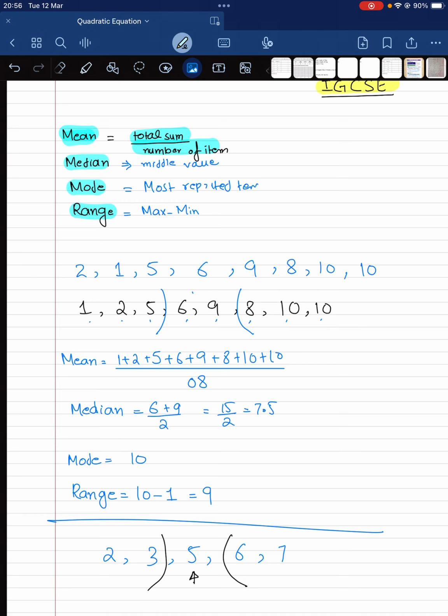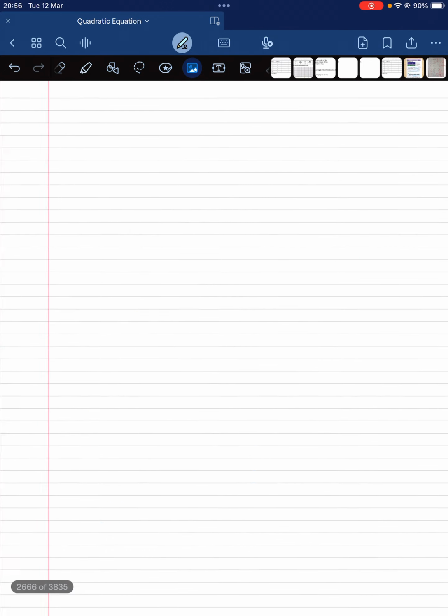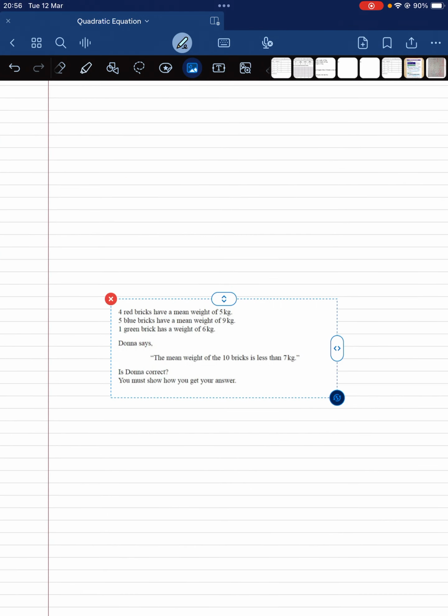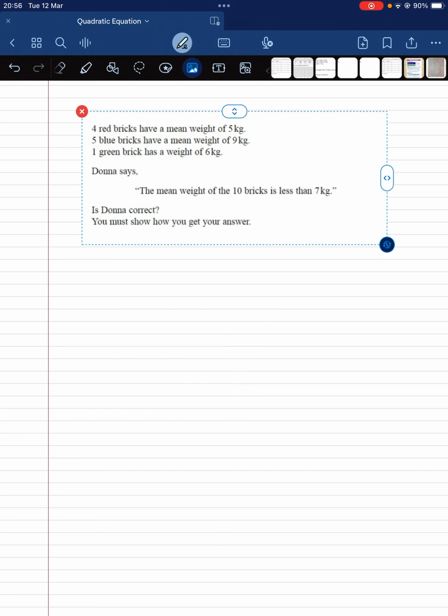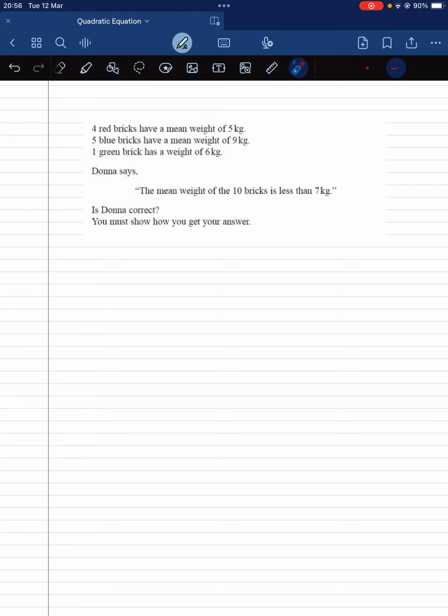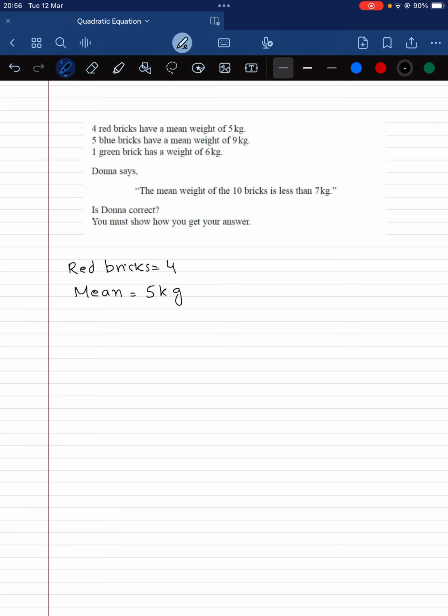Most of the time we get a question like this. This question says that 4 red bricks have a mean weight of 5 kg. So we have red bricks equal to 4 and their mean is 5 kg. Then we have 5 blue bricks and their mean is 9 kg.